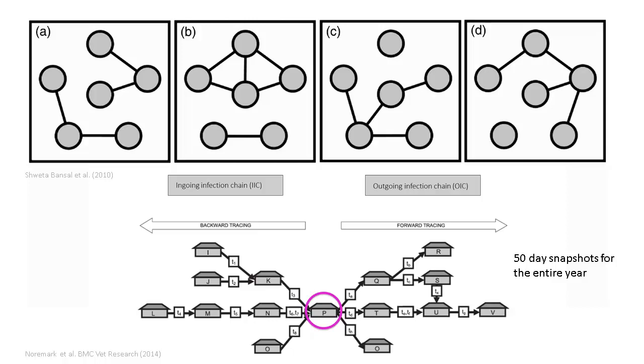So we've also taken into account the temporality of these movements, and this is what we call a dynamic network. So we have taken the incoming and the outgoing infection chain and basically used that to define the mean infection potential of a farm. So for every farm, we can measure how big is their incoming chain, how big is their outgoing chain, and use that as a metric of how important is that farm for potential spread in the network.